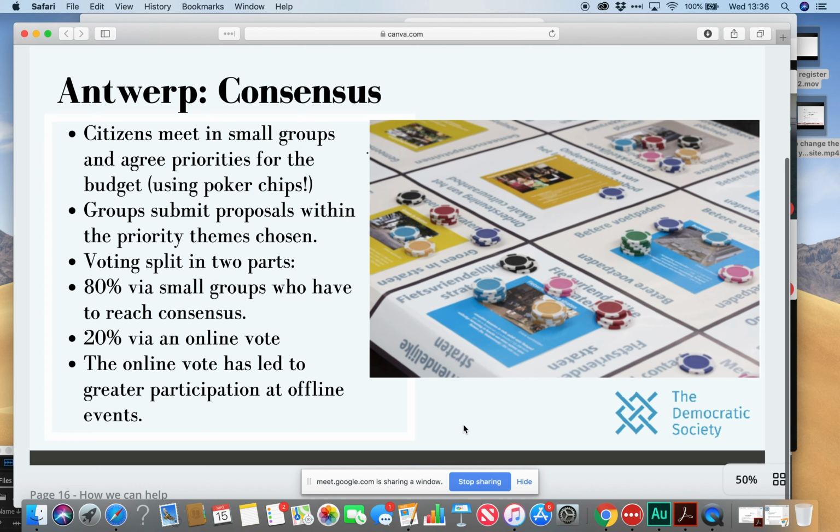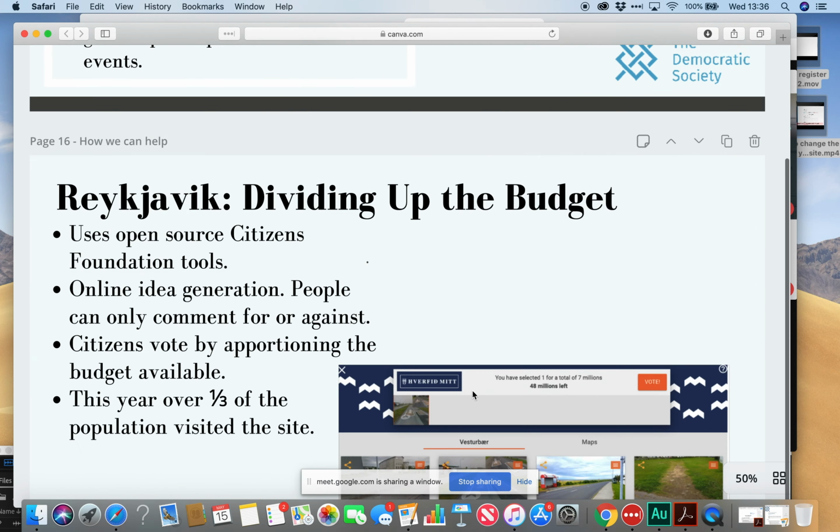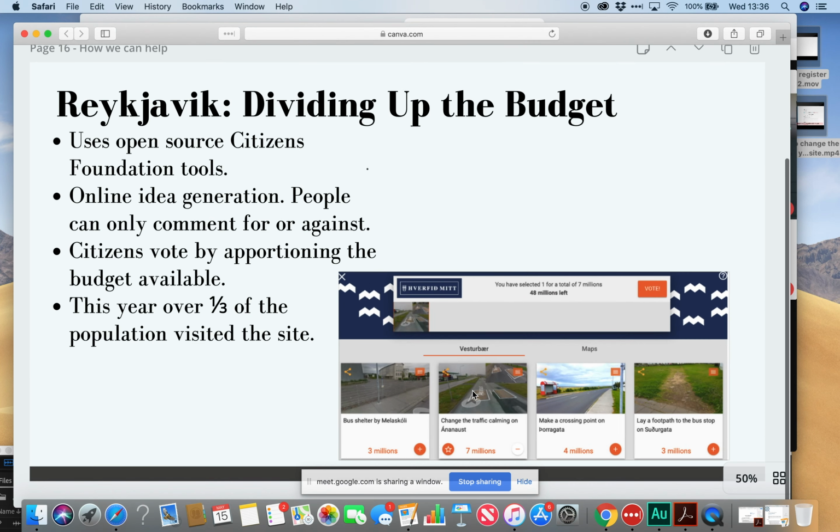And Antwerp found out that by doing an online vote, that actually led to even greater participation at offline events. People would go online and discover what was going on. They would discover these events, like these deliberation events or voting events, and they would decide to come along. So it actually increased participation amongst people.